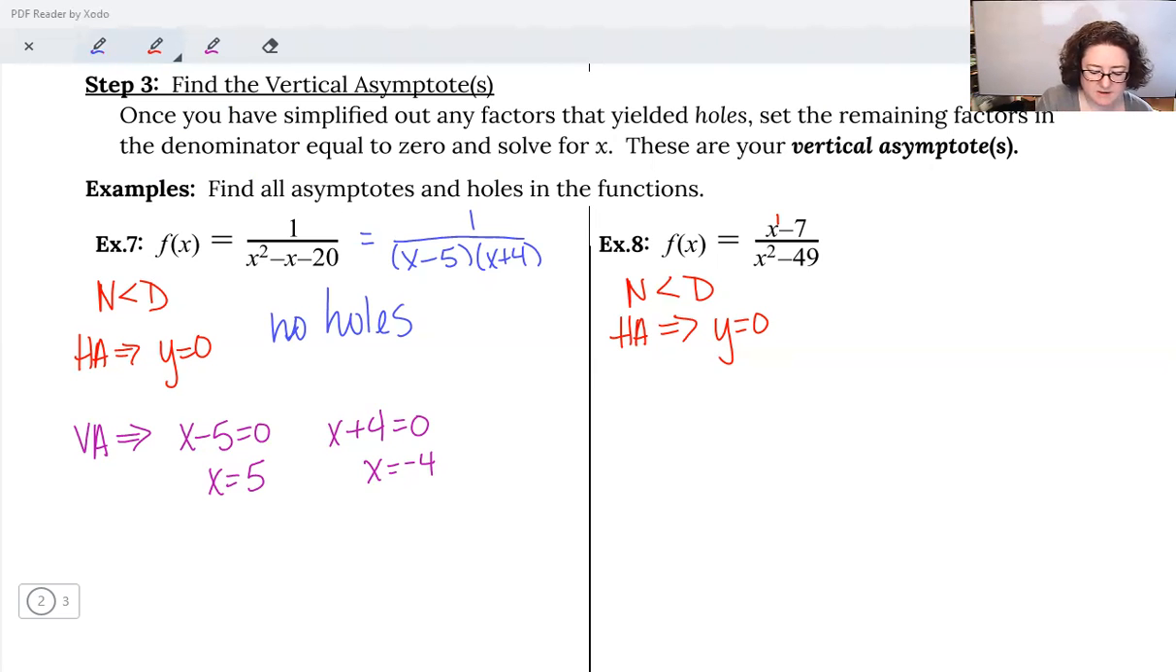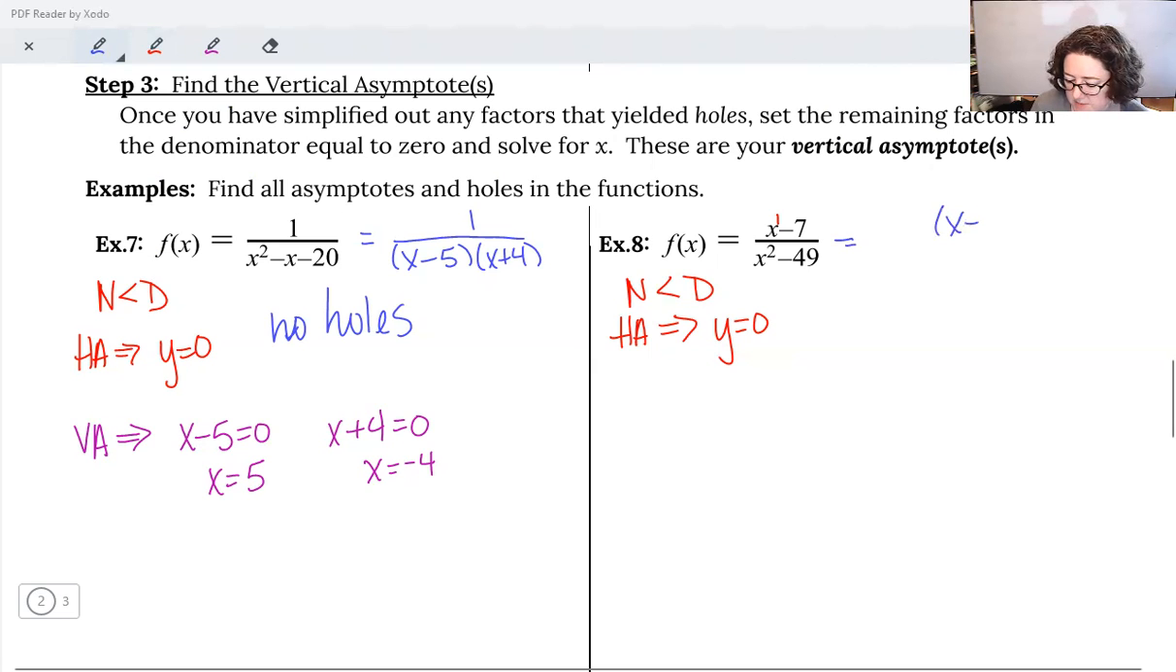Alrighty, let's factor this out and see if we have any holes. So the numerator is going to stay as an (x minus 7). And again, you don't have to put it in parentheses, but I like to. x squared minus 49 is a perfect square. So (x plus 7)(x minus 7), excuse me, our difference of squares.